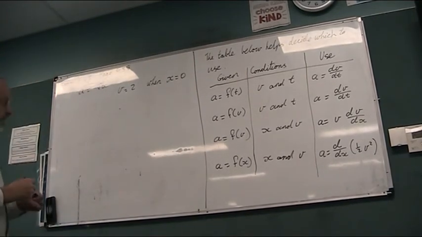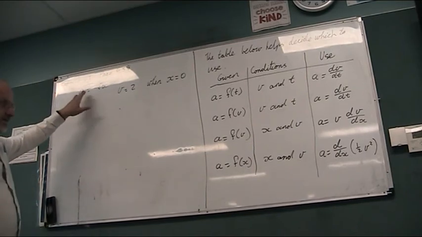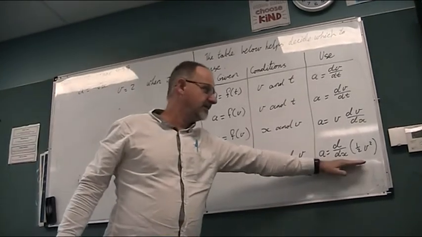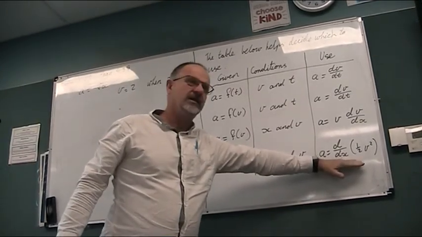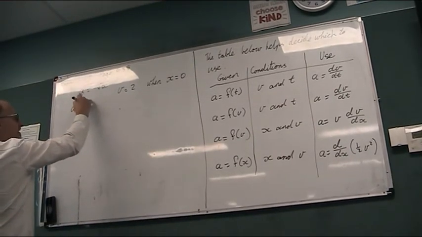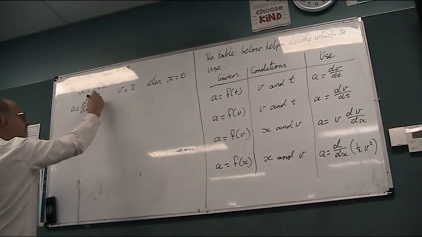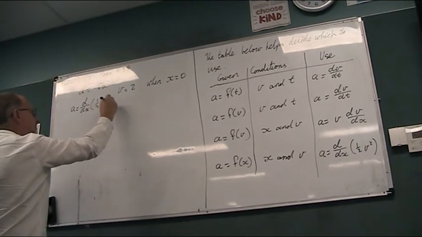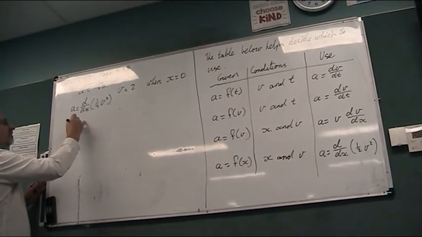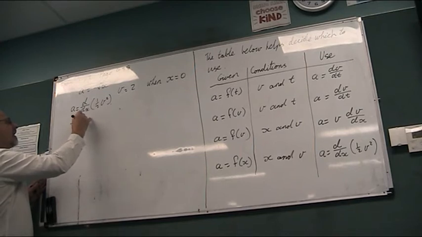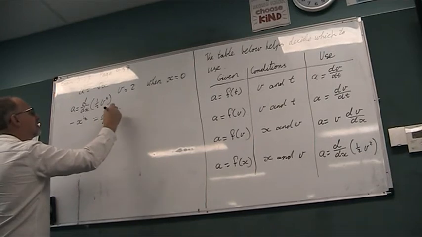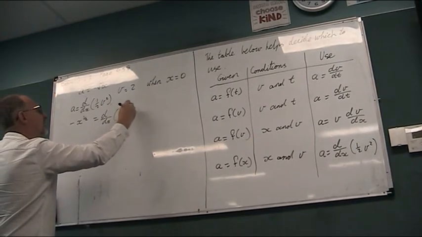Alright. So acceleration is a function of x. We've got v and x, and so this is the version we need to use. We've got to use the acceleration as d/dx of a half v squared. So, negative x to the half, I'm going to write it as, is d/dx of a half v squared.